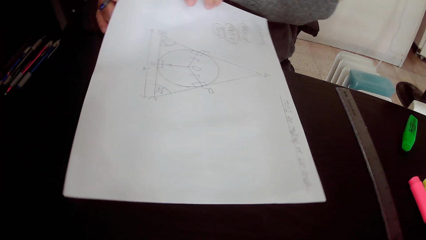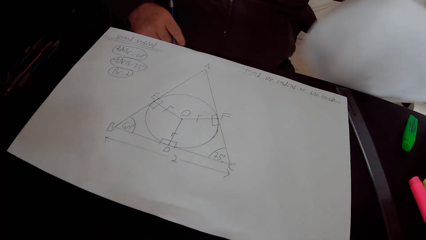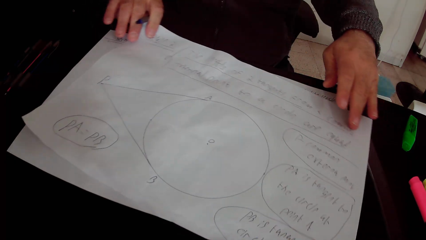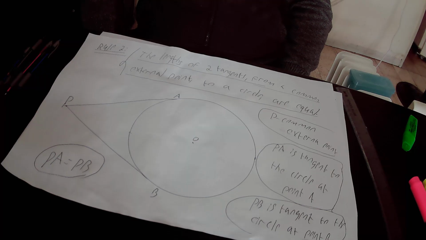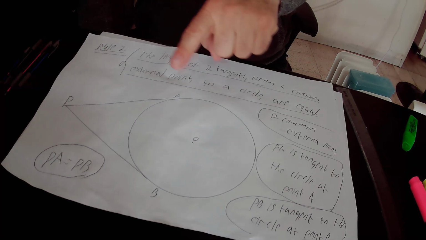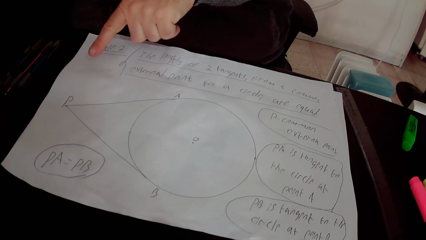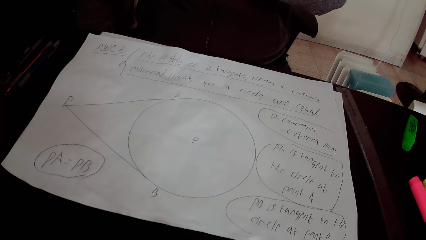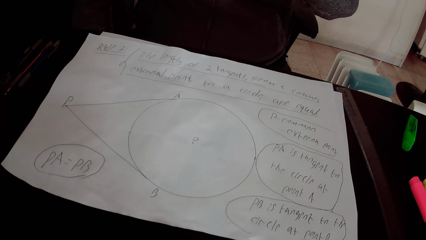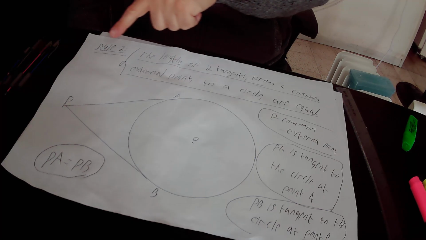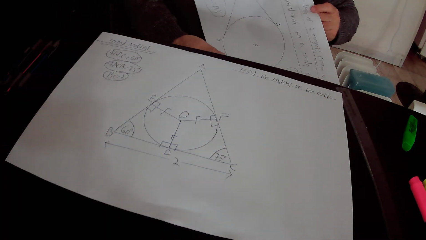We can implement here also rule number 2. According to rule number 2, the lengths of two tangents from a common external point to a circle are equal. We have a circle in the drawing, and the common external point, point P. From the common external point P, we have two tangents to this circle, tangent PA and tangent PB. And according to rule number 2, they are equal to each other. That is to say, PA equals PB. We can actually implement rule number 2 in our drawing.